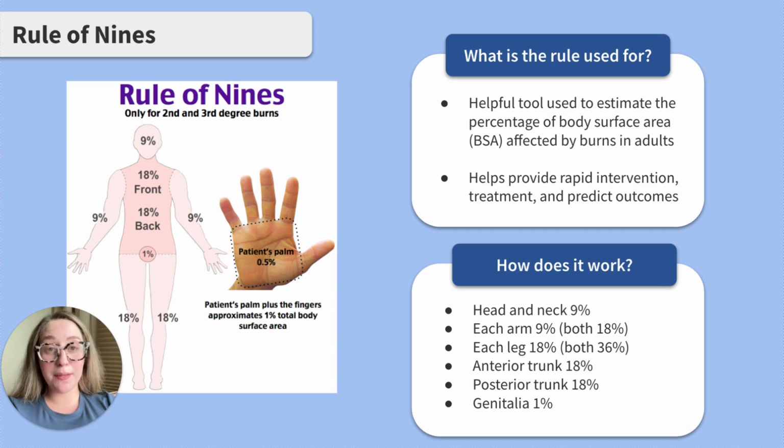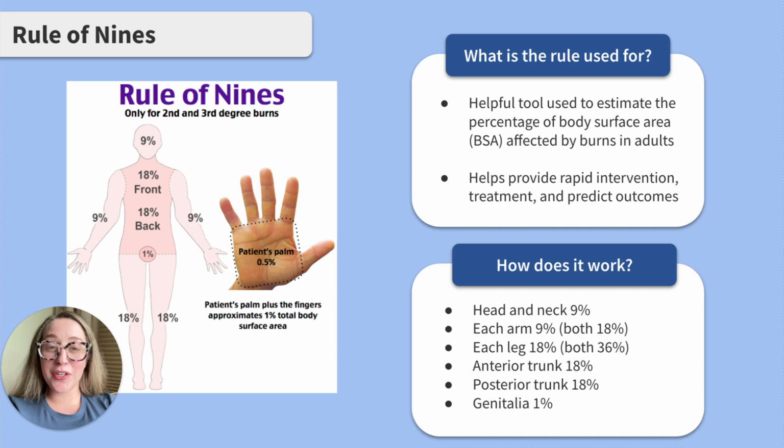An important factor to keep in mind when using the Rule of Nines is that it is primarily used for adults and older children. There is a modified rule for infants and young children due to the difference in their body proportions compared to adults. Also keep in mind that this rule is just an estimate. It may not be completely accurate in cases with irregularly shaped burns or burns involving the hands, feet, and joints.